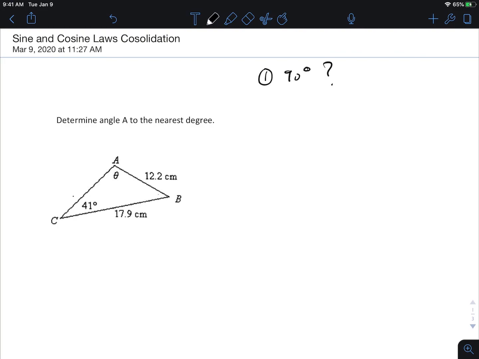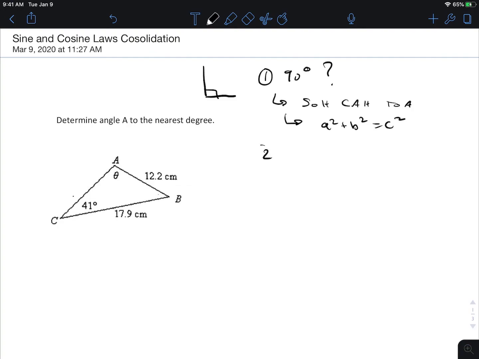I don't see one in this triangle. But if I see 90 degrees, that leads me to go, okay, I'm going to use SOHCAHTOA, or I can use a squared plus b squared equals c squared. If I see a 90, and only if I see a 90. By a 90 I mean, is there something with a little square in the corner? That's a 90 degree right angle.